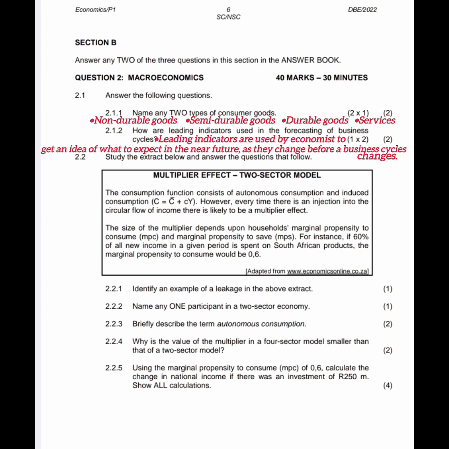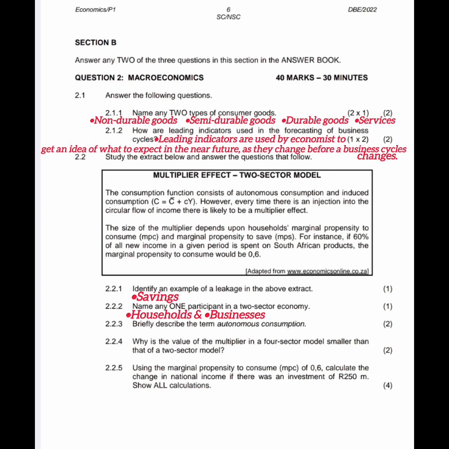2.2.1, identify an example of a leakage in the extract above. So we know that we have 3 leakages, which are savings, taxes, and imports. So here we go to our extract. As we can see, they're talking about savings, right? 2.2.2, name any one participant in a two-sector economy. So our participants are households and businesses. So households are consumers, and businesses are firms and producers. So those are our participants, right?